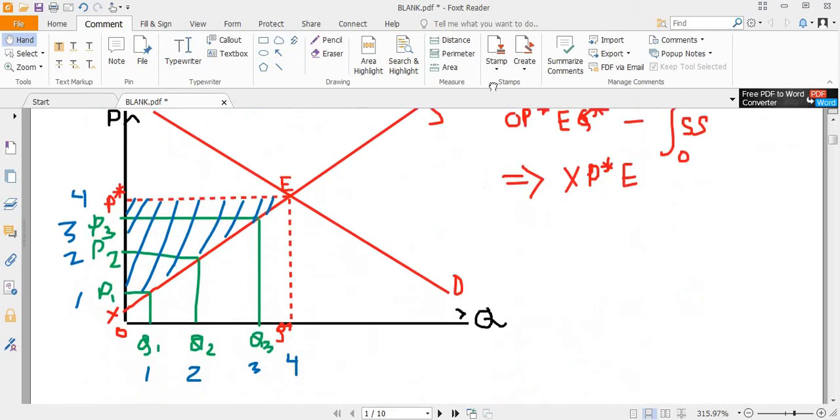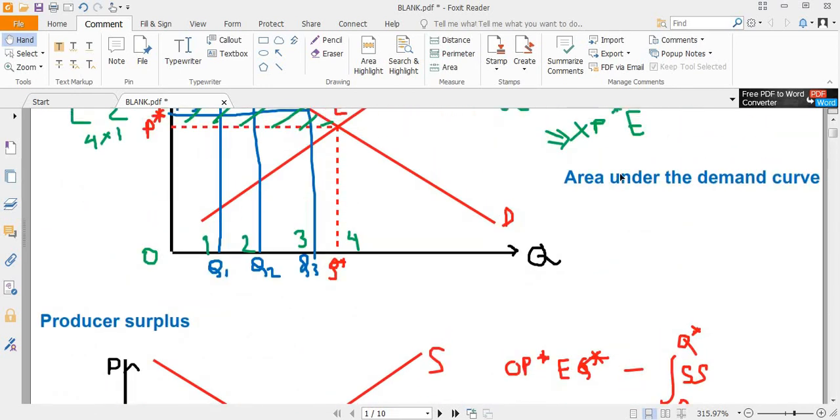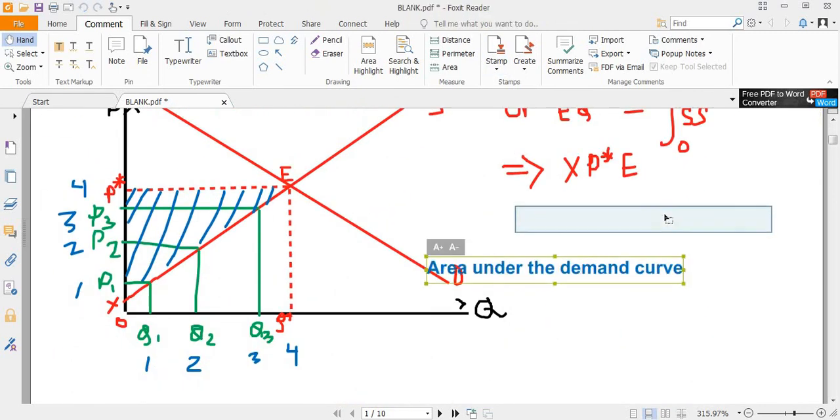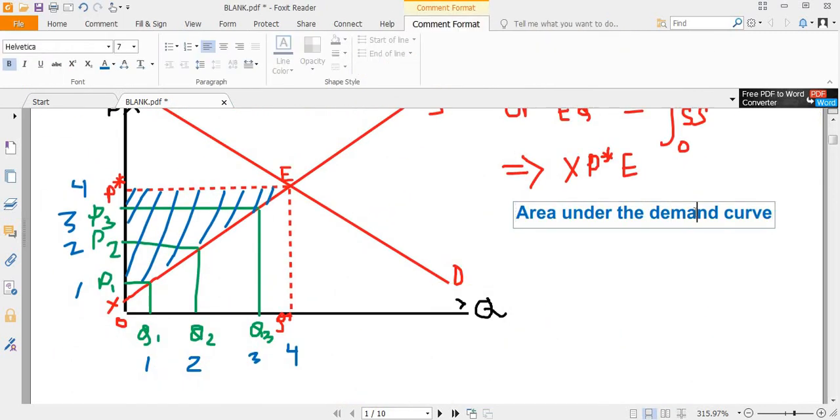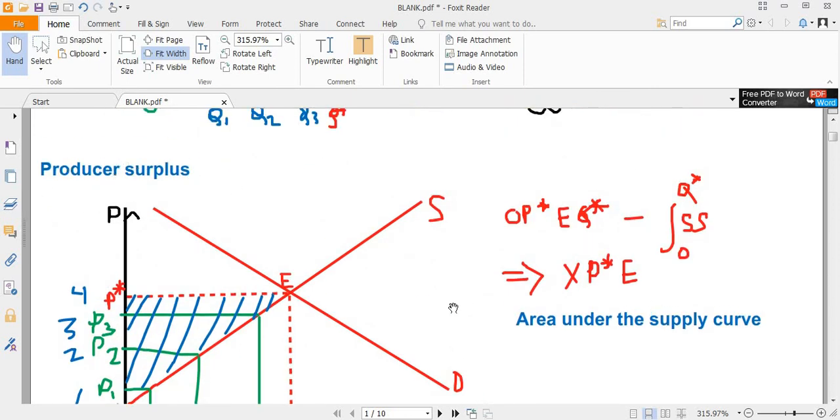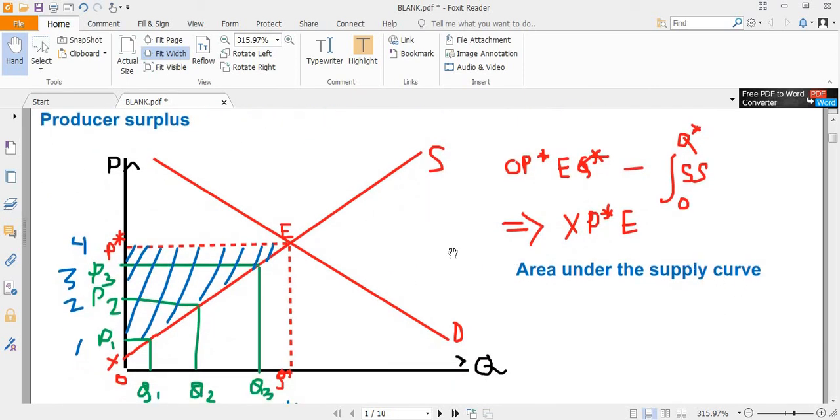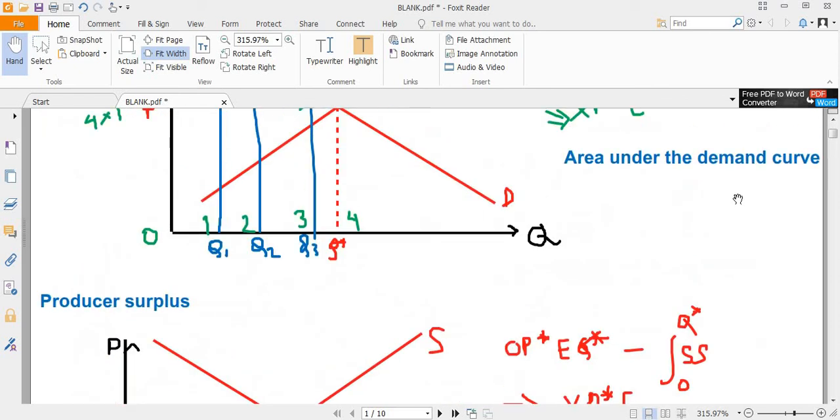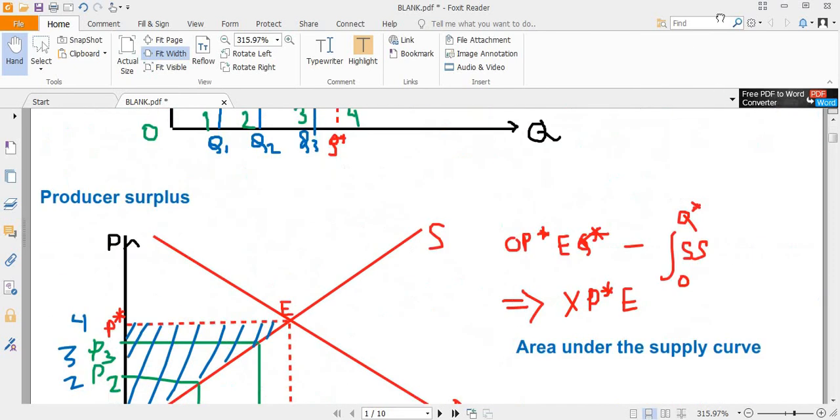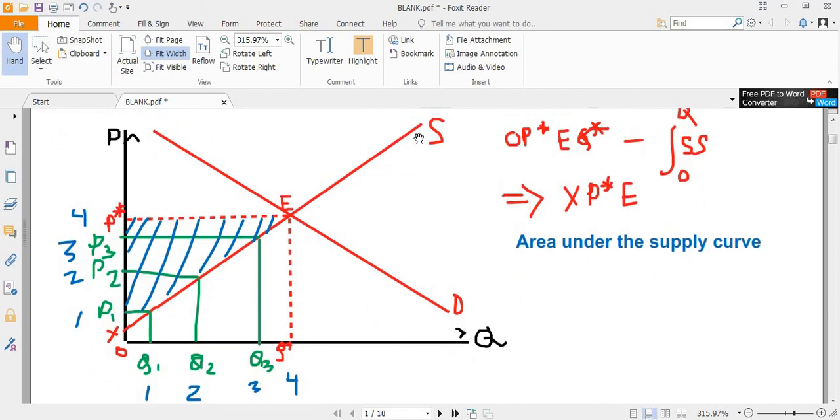Again, if we were to think of it in the same way as the consumer surplus, we would think of it as the area under the supply curve. Since we are looking at the producer surplus, that is the decision making of the producers or the sellers, we will be looking at the supply curve. So that is essentially the producer surplus, and this way we can think of consumer surplus and producer surplus in market equilibrium.